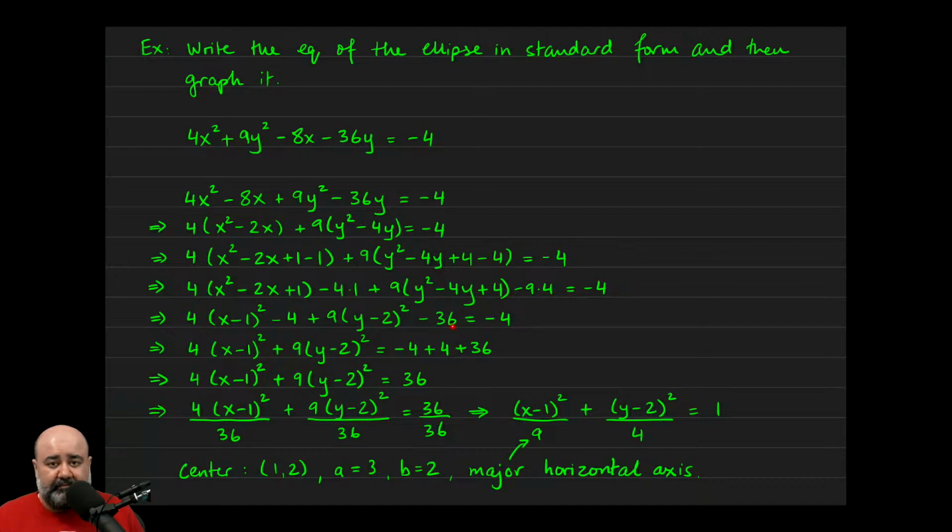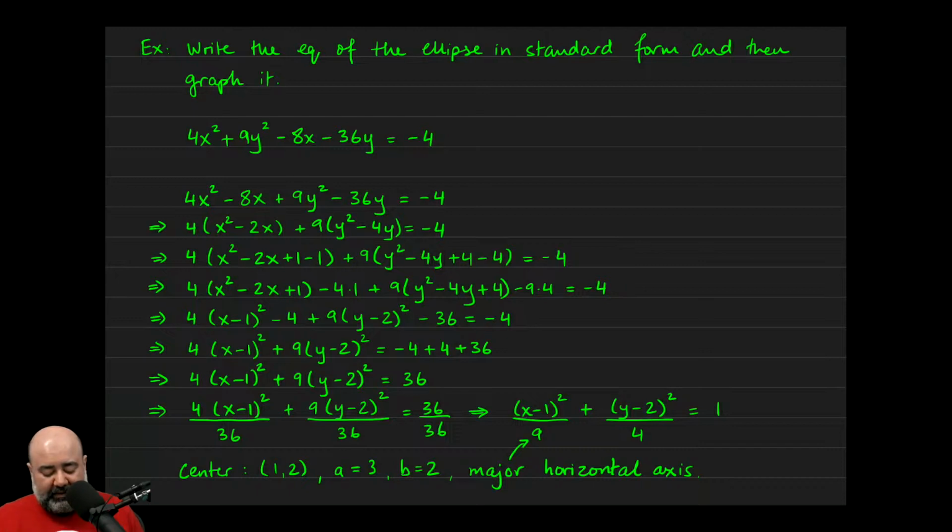Now at this stage, we can convert this into a perfect square, which is the square of x minus 1. And this expression is the square of y minus 2. So that turns into y minus 2, the quantity squared. Now remember, this needs to look like x minus h, the quantity squared, over a squared, and the other side of the equation has to be 1.